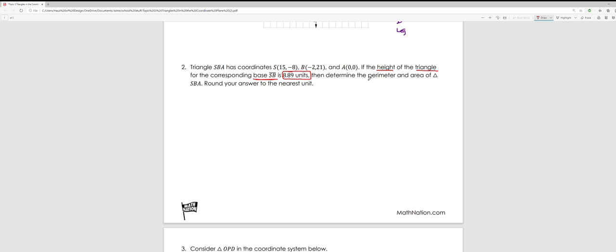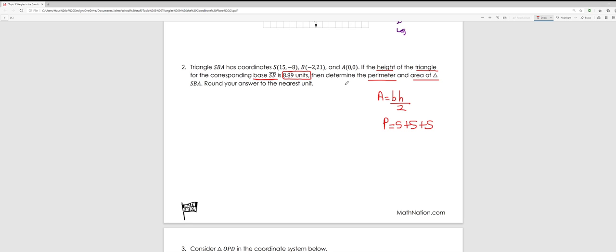And then determine the perimeter. Remember, for perimeter you have to add all the sides, and also the area of triangle SBA. Remember, to find the area of a triangle, A equals base times the height, which you already have, so the only thing you need is the base, divided by 2. Now remember, the perimeter, because it's a triangle, you want to add side by side by side. 3 sides, you want to add them.